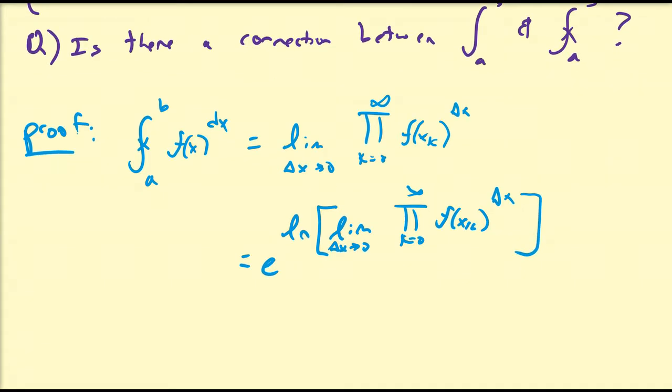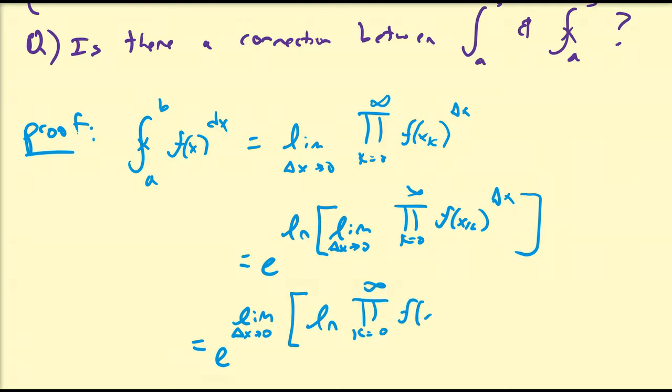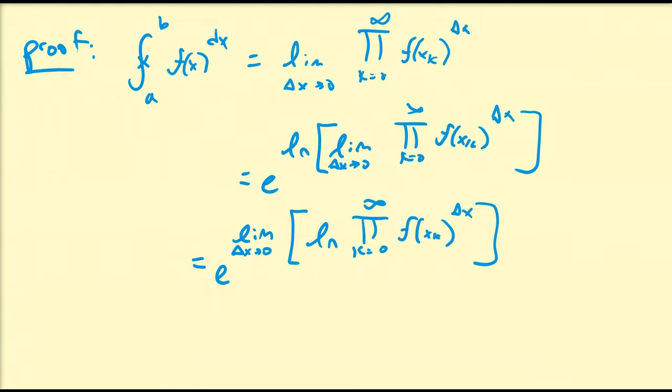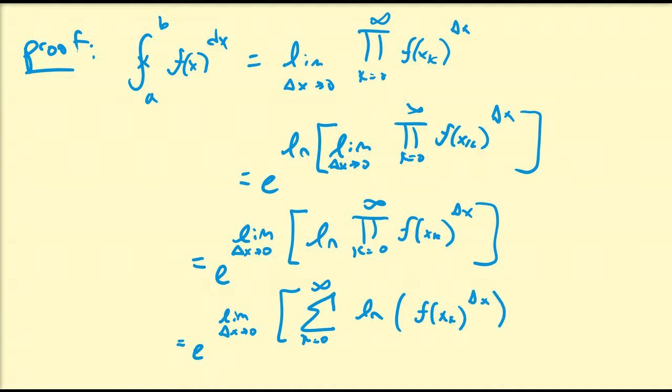By the property of limits, we can withdraw this limit outside of the natural log. So we can rewrite this as e to the limit as delta x approaches 0 of the natural log of the infinite product from k equals 0 to infinity of f of xk to the delta x. The natural log of a product is the sum of the logs, so we can interchange the natural log and the product, and switch the product to an infinite sum. So we have e to the limit as delta x goes to 0 of the infinite sum from k equals 0 to infinity of the natural log of f of xk raised to the delta x.